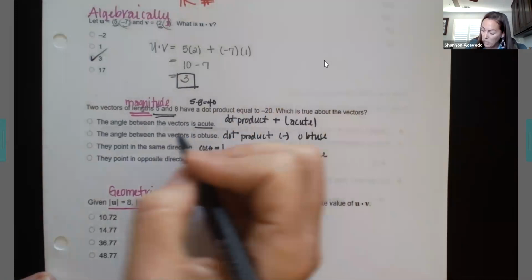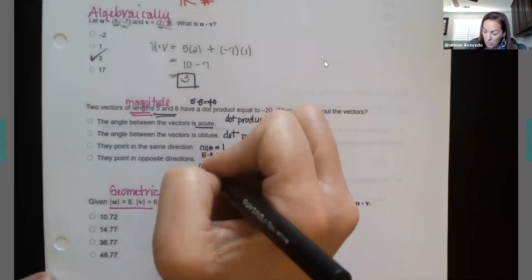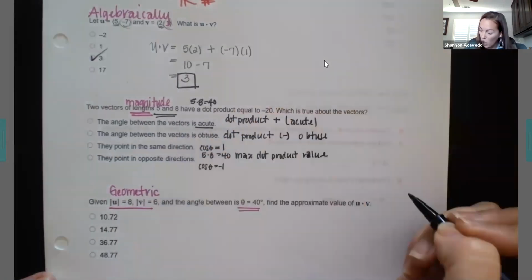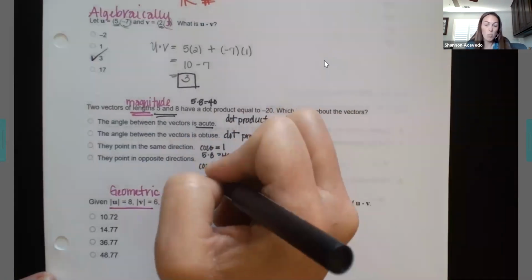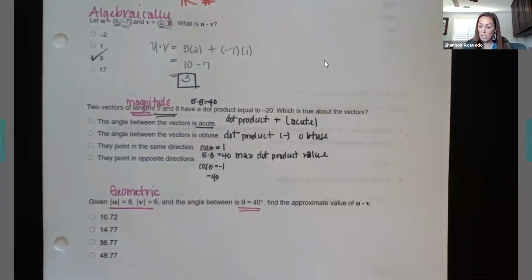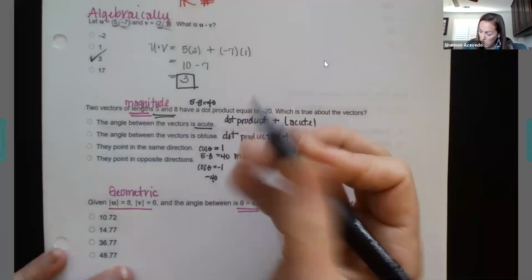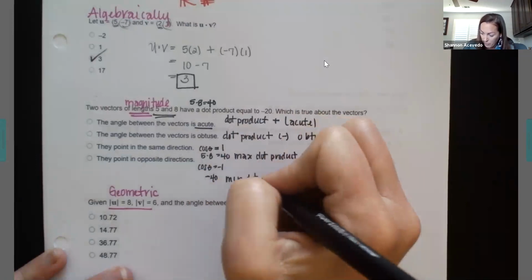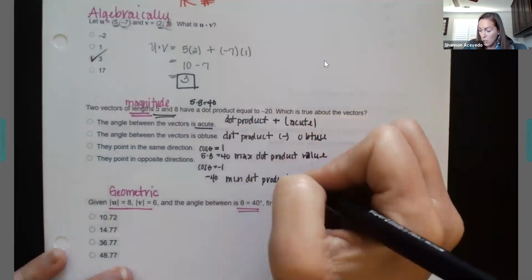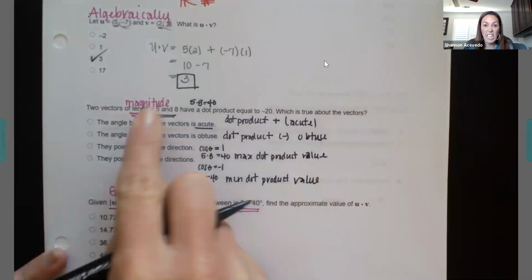They're going to go in opposite directions when cosine of theta is equal to negative 1. So this would then be a negative 40. That's going to be the min value that this can be. This would be my min dot product value. So that's all based on these lengths.